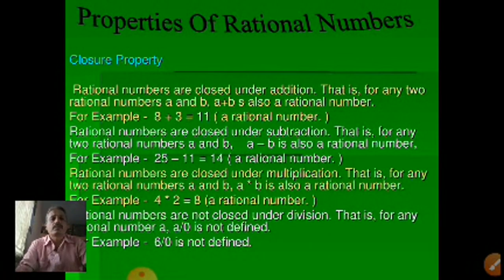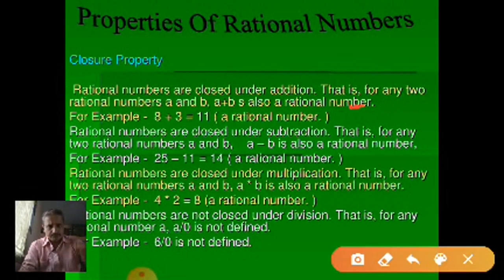Properties of rational numbers. There are closure properties. First of all, we can discuss the closure property. Rational numbers are closed under addition. That is, for any two rational numbers A and B, A plus B is also a rational number. For example, 8 plus 3, these two numbers are added. The answer is 11, and 11 is an integer, but an integer is also known as a rational number. That's why it's a rational number.